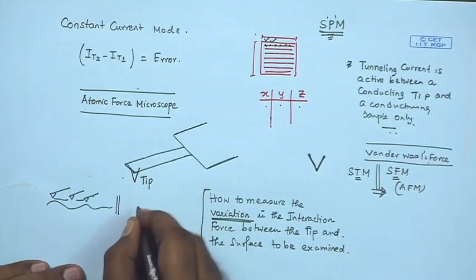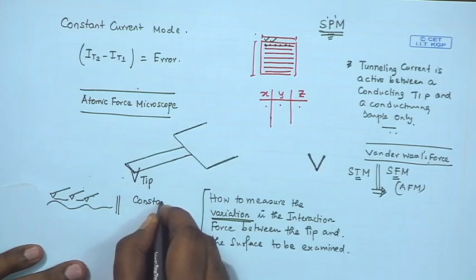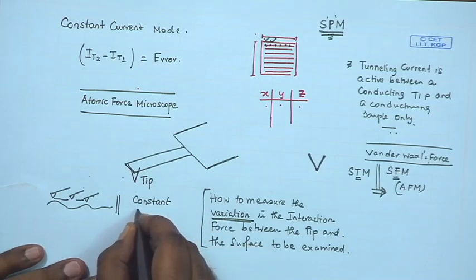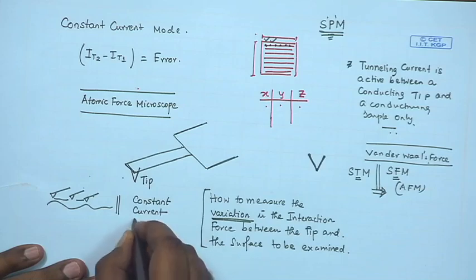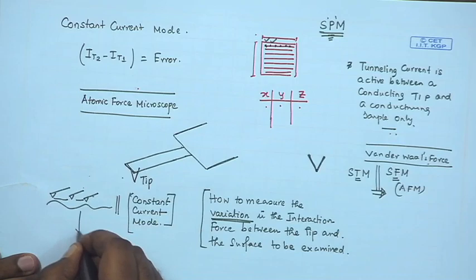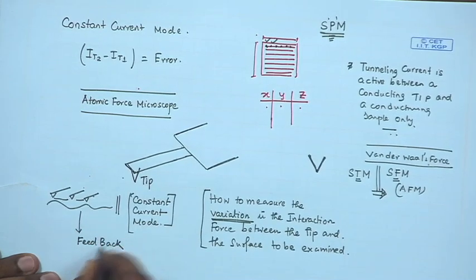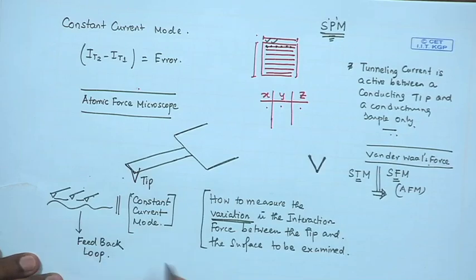And of course, when the AFM was discovered, people had already understood the real strength of the constant current mode, and therefore AFM comes with a feedback loop. The idea is that whatever the interaction force is at the first point at which you start the rastering, you maintain that force across the sample by utilizing the feedback loop.